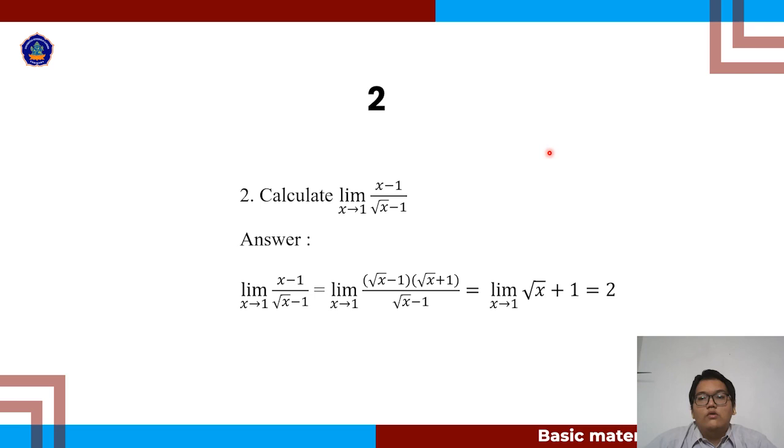Now we will discuss the next question. The first one is calculate the limit as x approaches 1 of the function (x minus 1) over (root x minus 1). So we can solve this limit as x approaches 1 with the function (x minus 1) over (root x minus 1). We can multiply the denominator in here, so we have the same denominator, and then the result is the limit as x approaches 1 of the function root x plus 1, which is equal to 2.